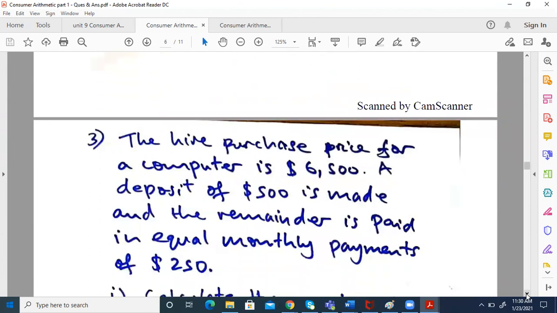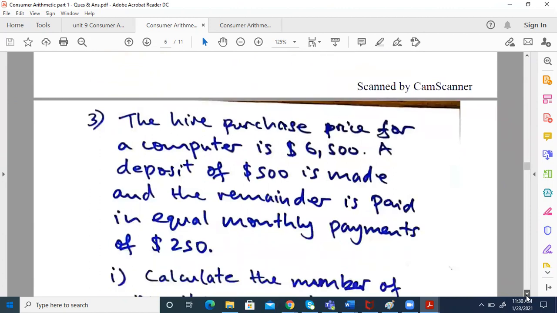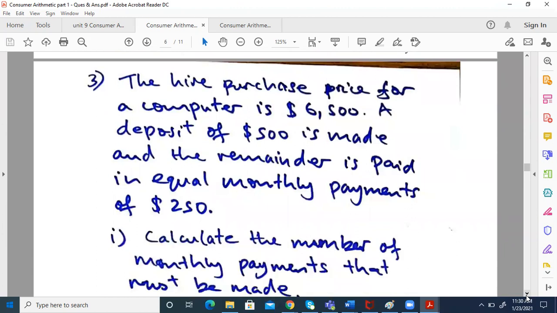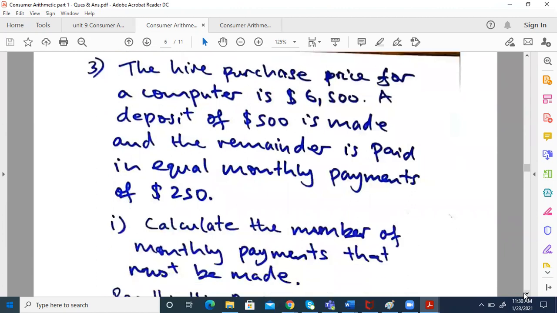Sure that I don't show anything. All right. Try this one. The hire purchase price for a computer is 6,500. A deposit of 500 is made, and the remainder is paid in equal monthly payments of 250. Calculate the number of monthly payments that must be made. So you can try that one.